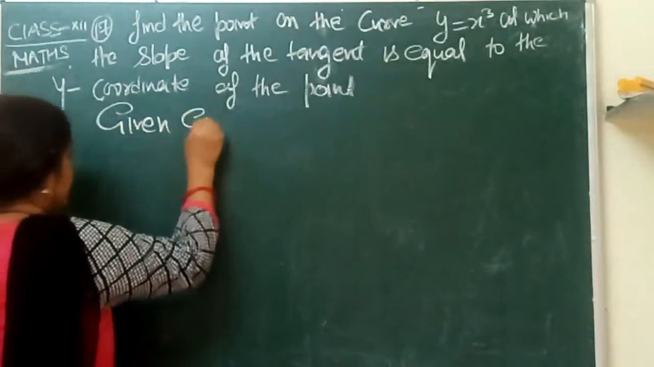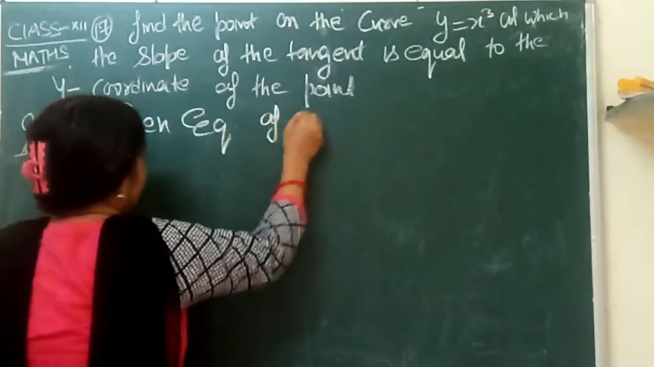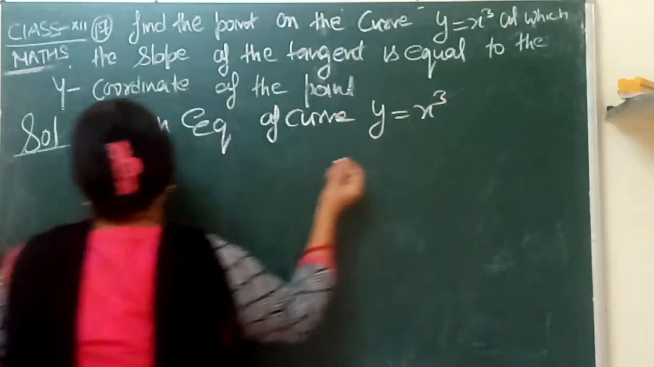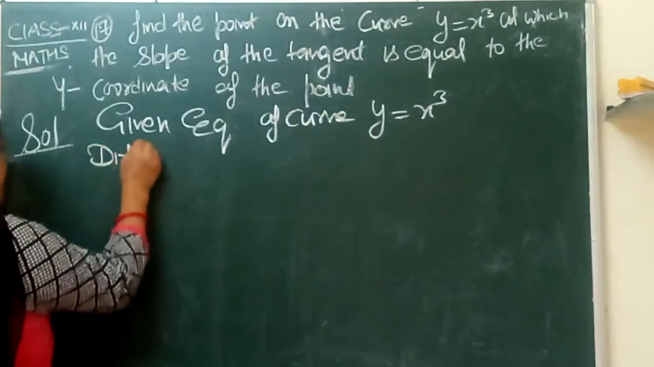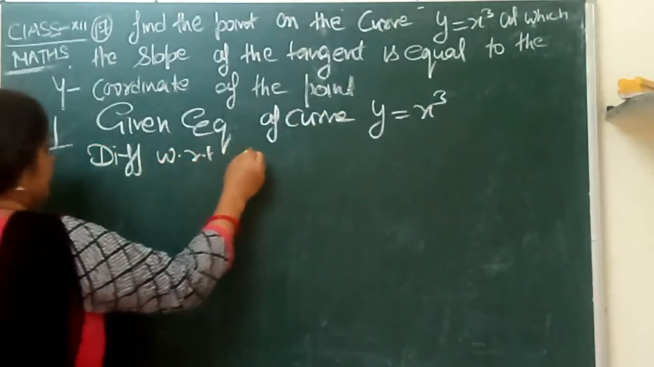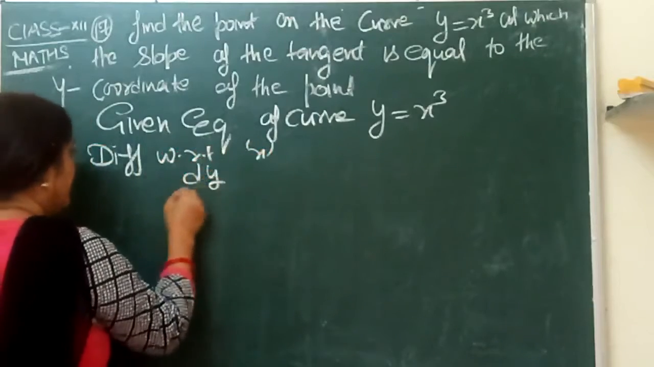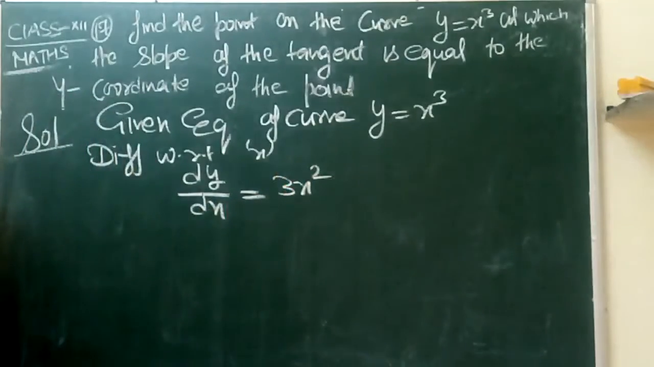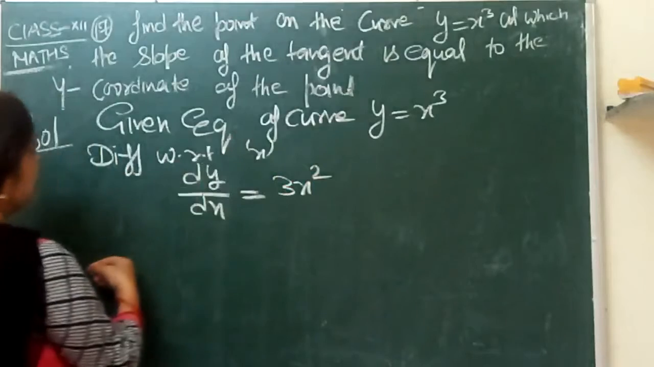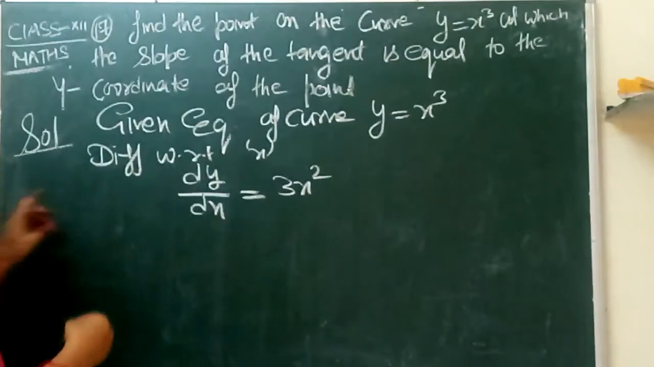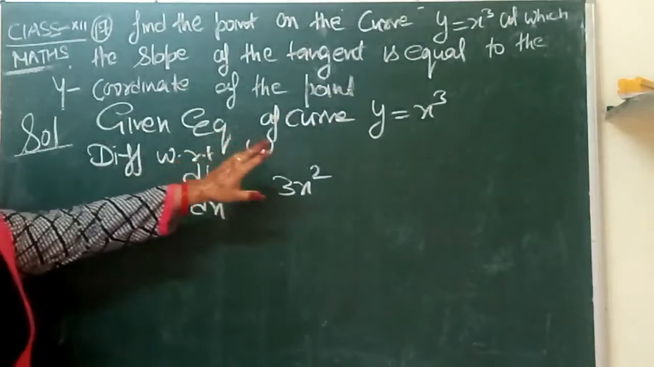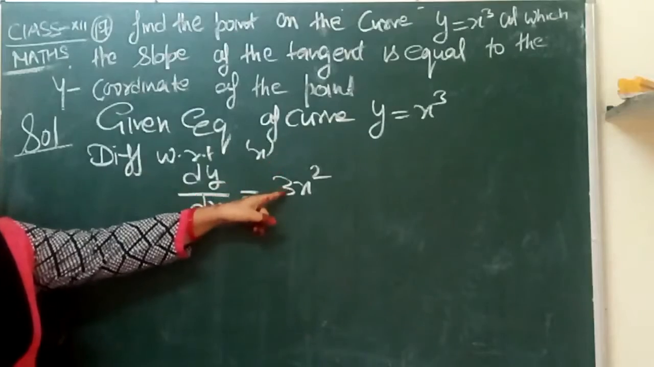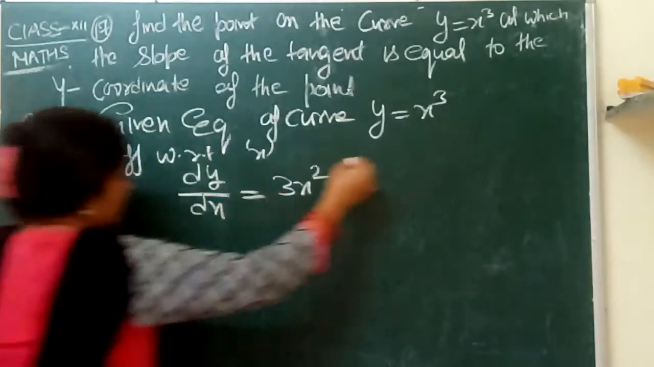Given equation of curve is y is equal to x cube. Now differentiate with respect to x. It will come dy upon dx is equal to 3x square. As you know that the differentiation of x cube is 3x square. After that they are saying that the slope of tangent is equal to the y coordinate. Means this dy upon dx equal to y. So what is the value of dy upon dx? 3x square. It means 3x square equal to y. Now let it be equation 1.